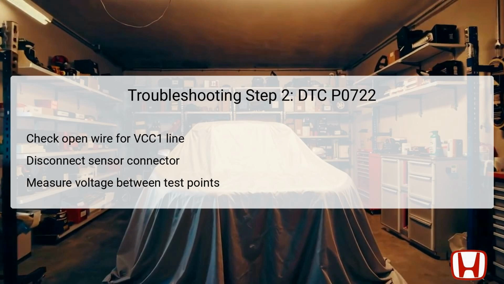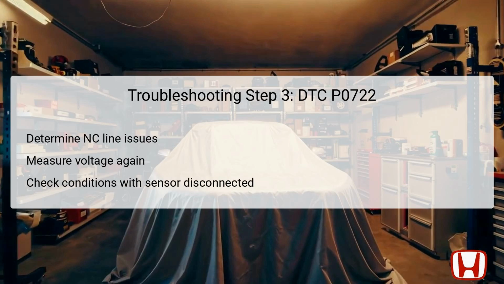If the voltage is at the expected level, the VCC1 wire, responsible for carrying this voltage, is confirmed operational and you may proceed to the next step. However, if voltage is absent, you must address the open circuit issue in the VCC1 wire, which runs between the speed sensor and the PCM.